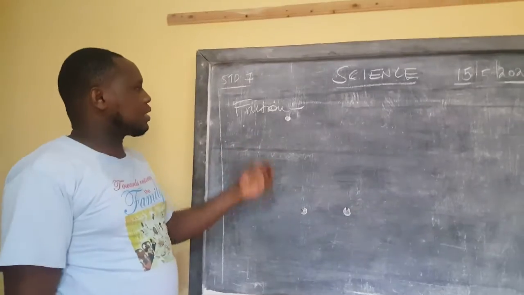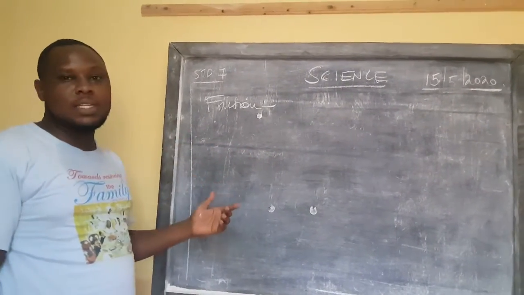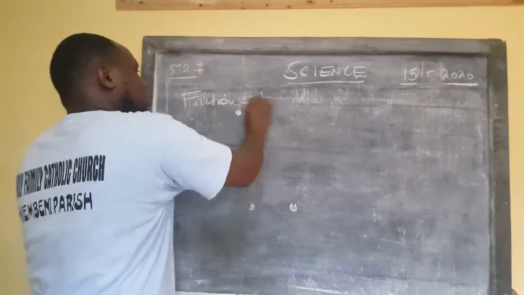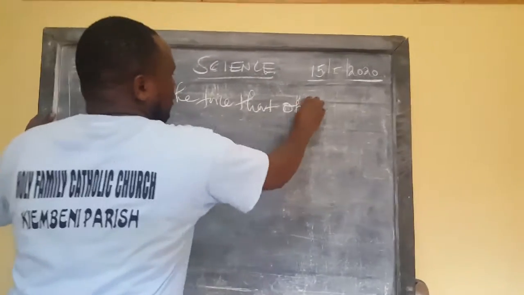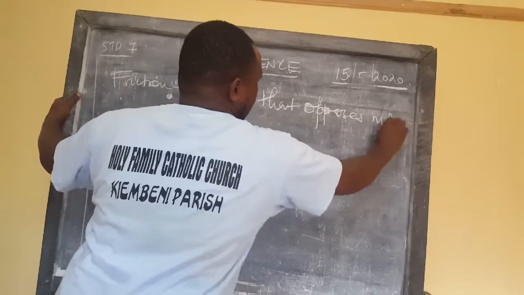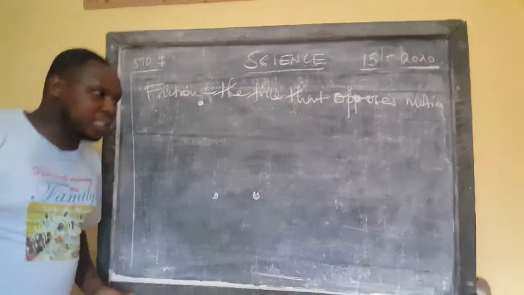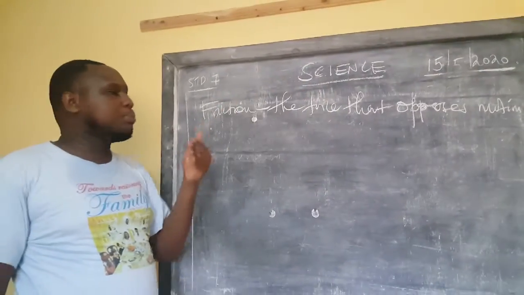And maybe to remind ourselves what we did yesterday, we were trying to see what friction is. And we defined friction as the force that opposes motion. The force that opposes motion. So that you are going this direction, and then there's another force that is pushing you backward.